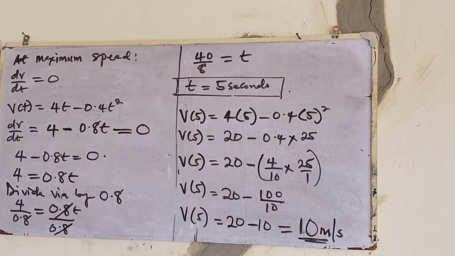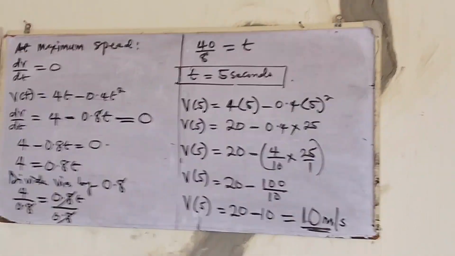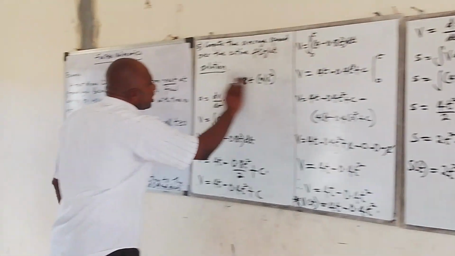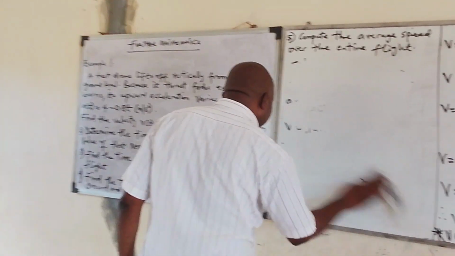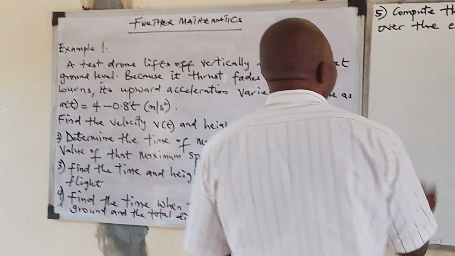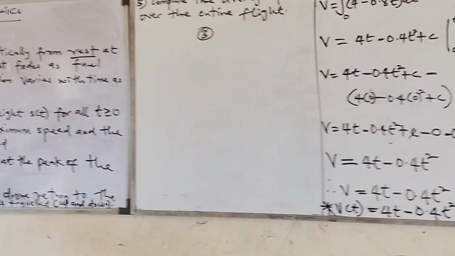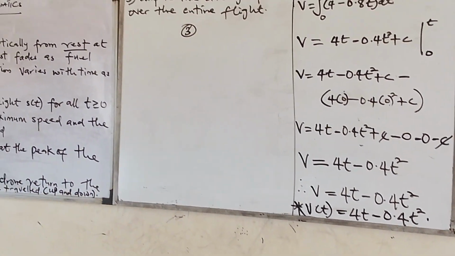Now the next line of action is we're asked to find the time and height at the peak of the flight. So now we are here, question number 3. They said determine, find the time and height at the peak of the flight.